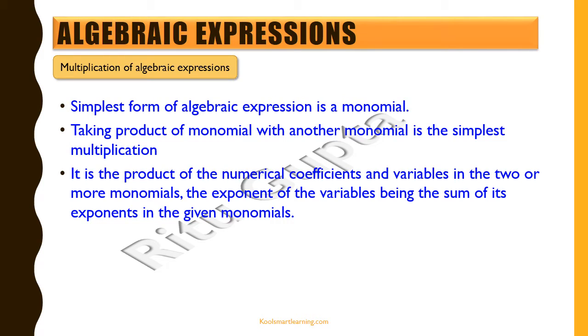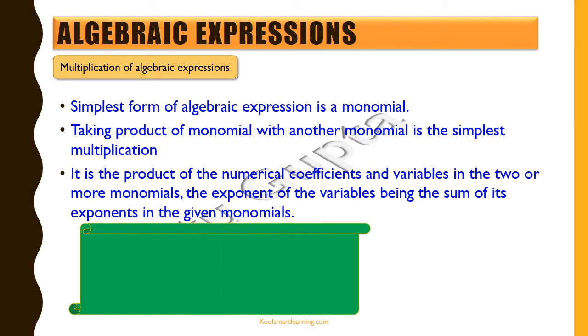Now when we take two monomials and we multiply them, the product is simply the multiplication of the numeric coefficients and the multiplication of the different variables which are present in one or more monomials. Now if the same variable is present in more than one monomial, then we need to add the exponents of that variable from all the monomials to get the final product. So let's take an example and see how we actually do that multiplication.